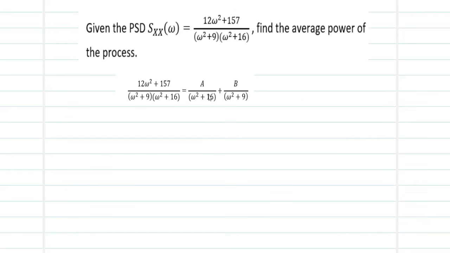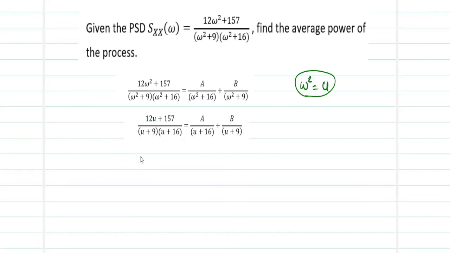Now my target is to find the values of A and B, but the problem is that everywhere we have omega square. This can be best worked out by replacing omega square with a simple constant called u. So we have 12u plus 157 by u plus 9. I have replaced omega square as u. So the partial fractions become A divided by u plus 16 plus B divided by u plus 9. My target now is to find the values of A and B.